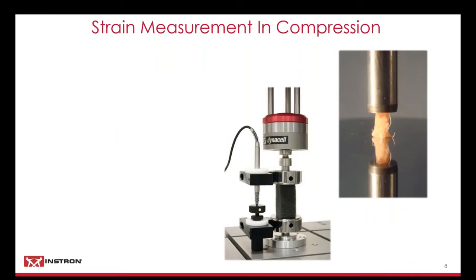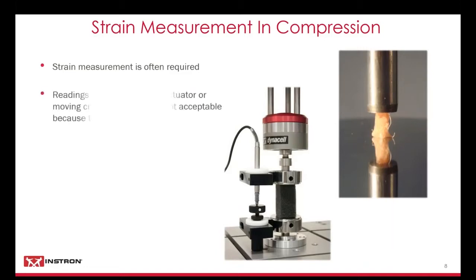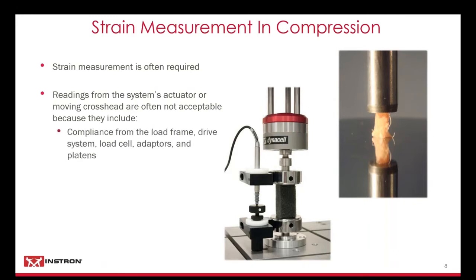So strain measurement in compression can be a little different. It's often required in the sense that you want to know exactly what is happening at the specimen. The readings from the system's actuator or the moving crosshead may not be acceptable because they include several different factors that affect compliance of the load string. So it could be the load frame itself, the drive system, the load cell, which is technically a spring as well, as well as adapters and platens.